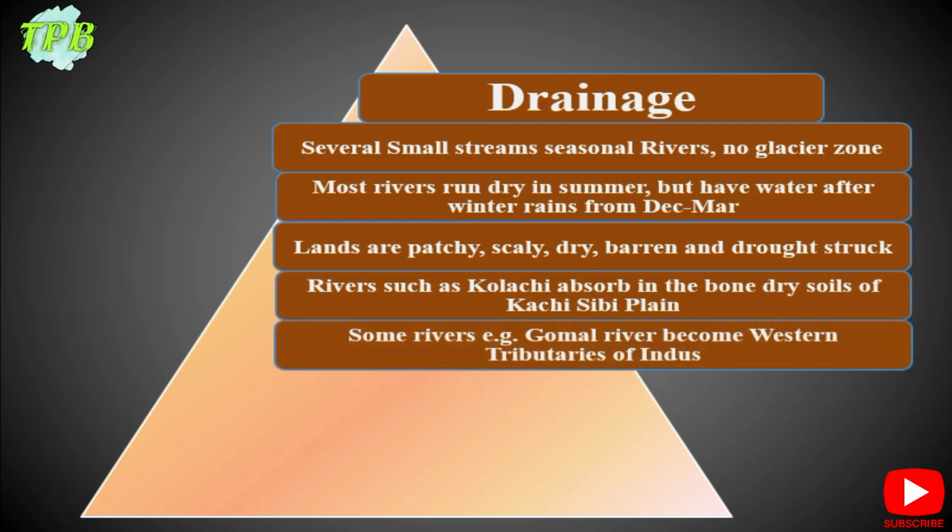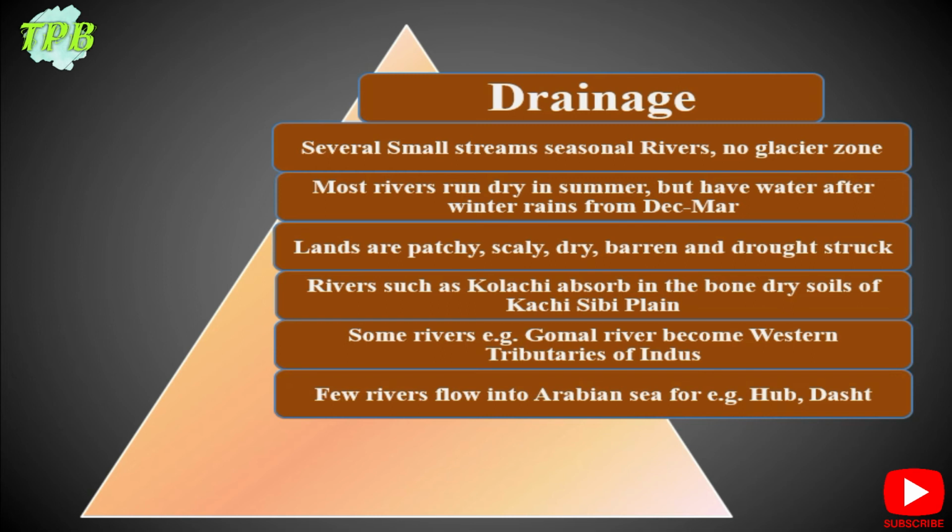Some rivers such as Gomal become the western tributary of Indus and flow into it. There are some rivers which flow into the Arabian Sea, for example, Hab and Dasht. The names of these rivers are enough to answer the question to describe the drainage of Western Mountains. However, Hab and Dasht rivers are also included in the map labeling. So you should know how to label and where to label Hab and Dasht rivers, including Kabul river as well. As far as Gomal, Kolachi and any other rivers are concerned, you just have to learn the names of these, which will be enough for you.